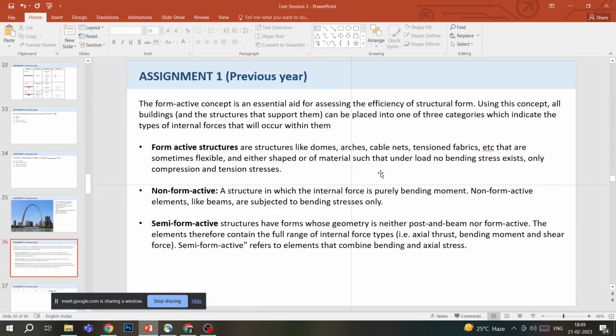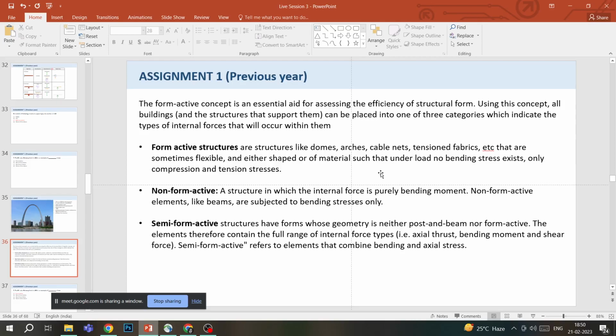Now we will understand what is form active, non-form active, semi-form active. The form active concept is an essential aid for assessing the efficiency of structural form. Basically this was developed to assess the efficiency of structural form. With the help of this concept, all buildings can be classified in three categories.